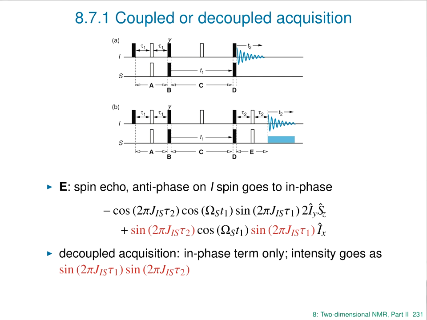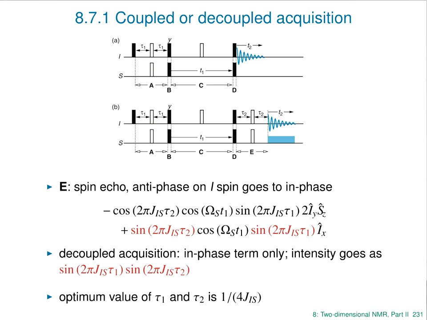So if you use a decoupled acquisition, which you do in sequence B, then you'll only observe the in-phase term, and it will have intensity that depends on tau 1 and tau 2. And you can spot, of course, that the optimum values for tau 1 and tau 2 are both 1 over 4J.